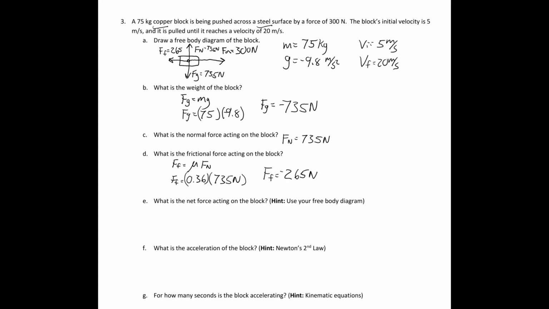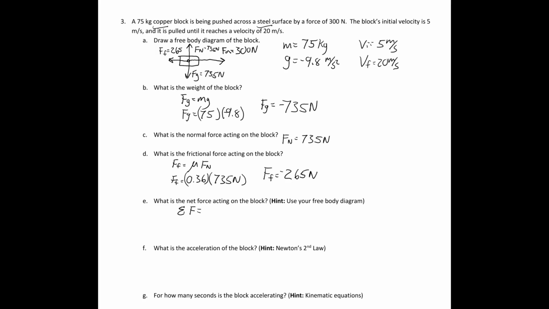It says, what is the net force acting on the block? Hint, use your free body diagram. To find the net force, sometimes people are tempted to do MA, right? That's a totally valid equation, but we don't know what the acceleration is, so we can't really use that form. So we have to go back to the definition of the net force. The net force is equal to the sum of all the forces. That's what this weird symbol is supposed to be. It's a hastily drawn sigma, which stands for sum.